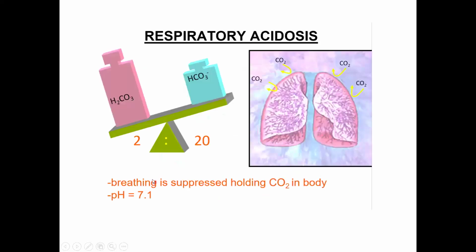The normal ratio is always 1:20 for carbonic acid and bicarbonate, but it exceeds the limit and breathing is suppressed in this condition. Carbon dioxide is held and not expelled out. That's why the ratio of carbonic acid increases and it becomes 2:20 instead of 1:20.